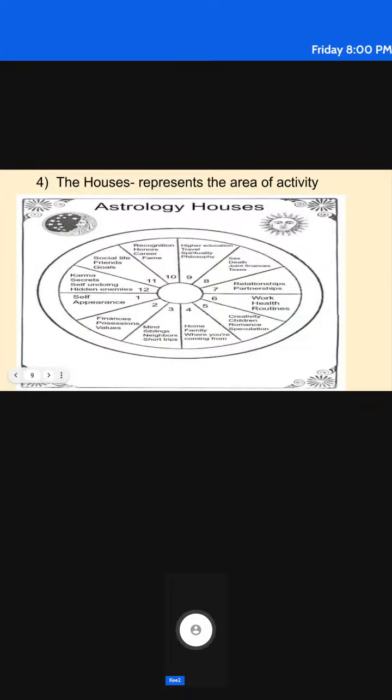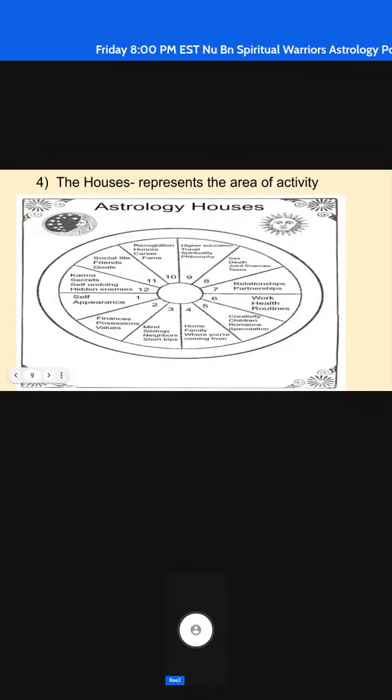Next, we want to take a look at the houses themselves, because they represent the area of activity or the domain of life in which the energy will play itself out. So if we look at the first house, it deals with self-identity, self-image, appearance, personality, things that have to do with yourself. The second house relates to finances, possessions, values, and so on.